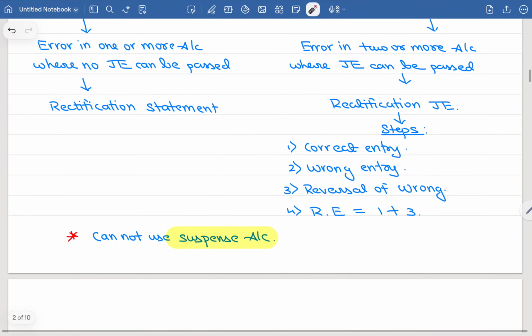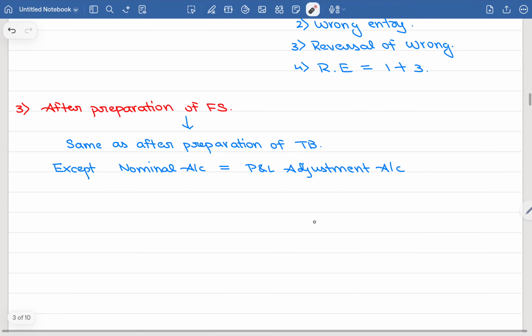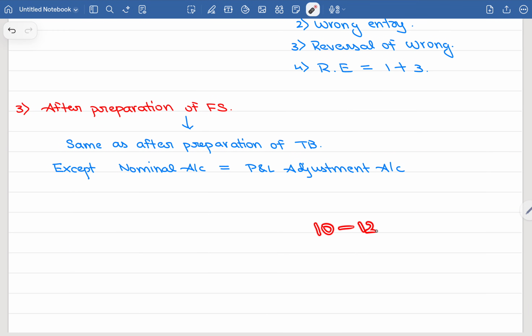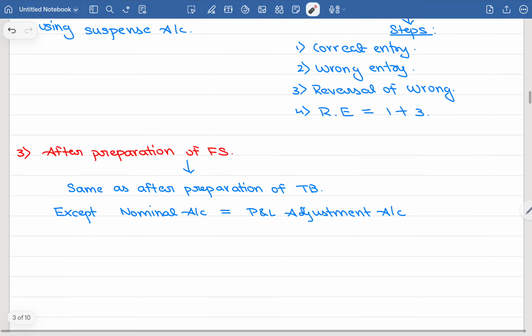For your exam point of view, there will be one question on rectification of errors which will be asked from 10 to 12 marks. In every exam you can find one question on rectification of errors. In the next video we will solve the sums of the previous year question papers.